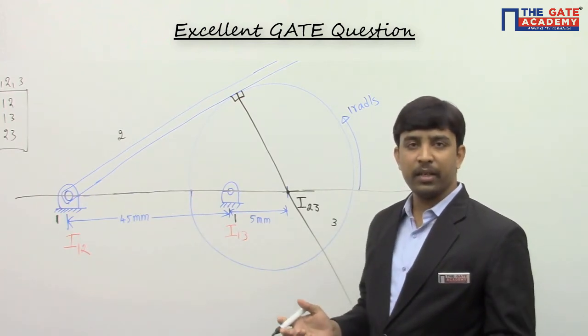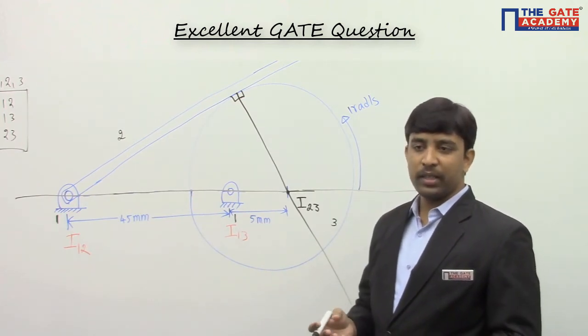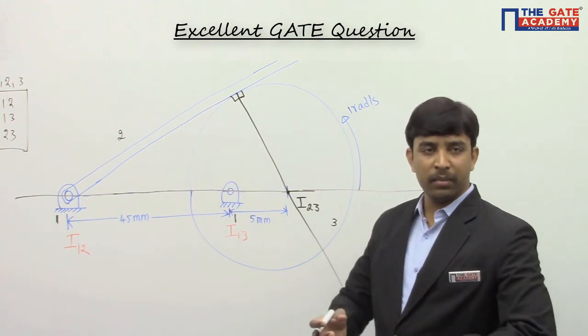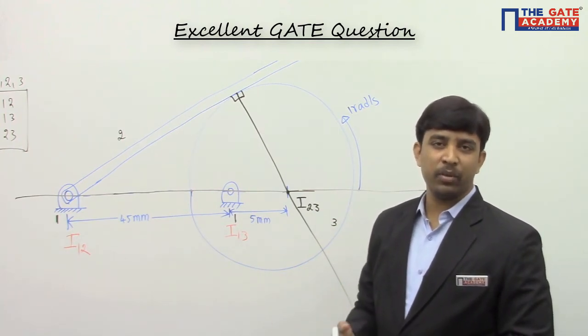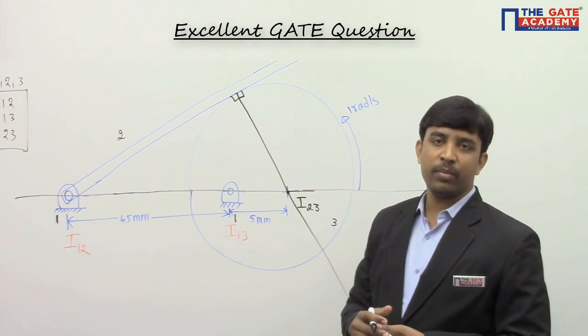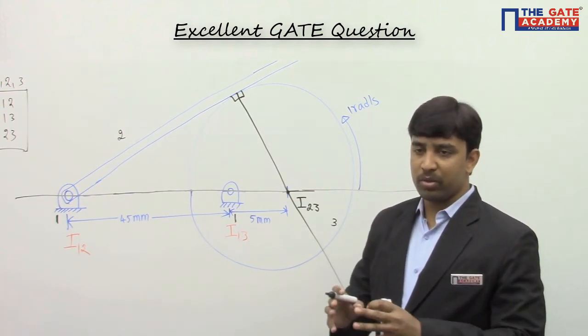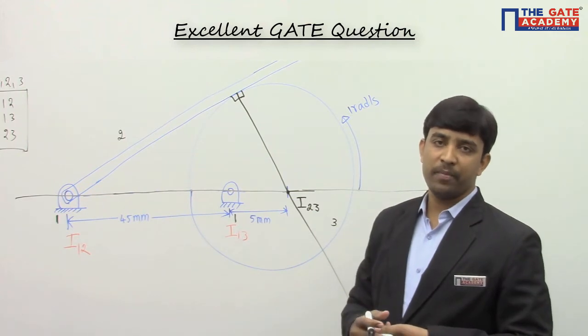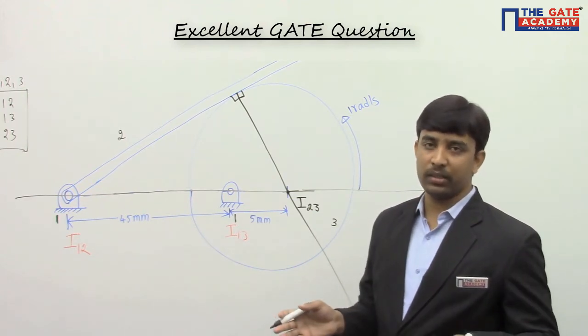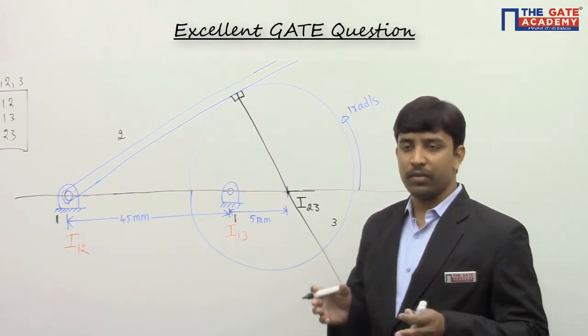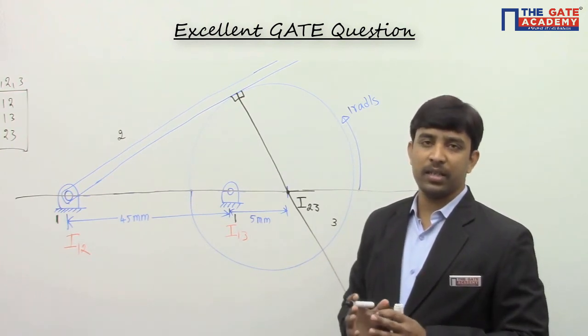Whenever I say higher pair, the relative motion between the two links may be pure rolling, may be sliding, or maybe slipping, whatever. We are not interested in what type of relative motion is taking place between the links. Whenever it's a higher pair, we have to just see the type of contact. What type of contact is there between the two links? If it is a point contact or a line contact, we consider that as a higher pair.